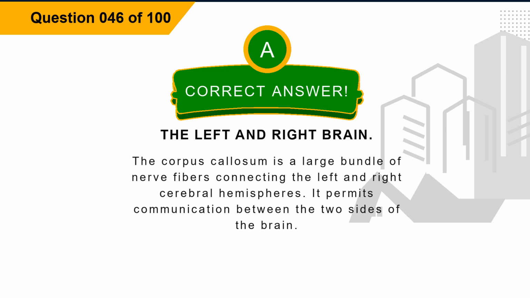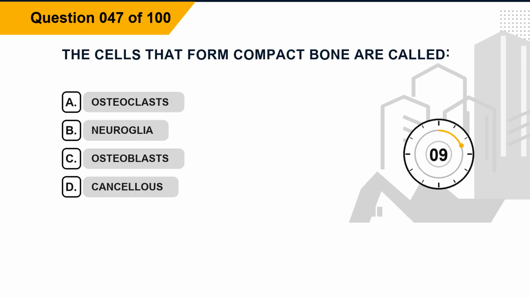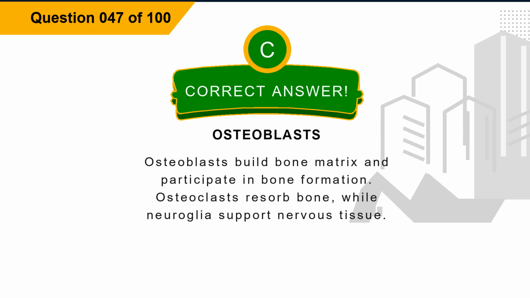Explanation: the corpus callosum is a large bundle of nerve fibers connecting the left and right cerebral hemispheres. It permits communication between the two sides of the brain. Question 47. The cells that form compact bone are called. Option A: osteoclasts. Option B: neuroglia. Option C: osteoblasts. Option D: cancellous. The correct answer is option C: osteoblasts.